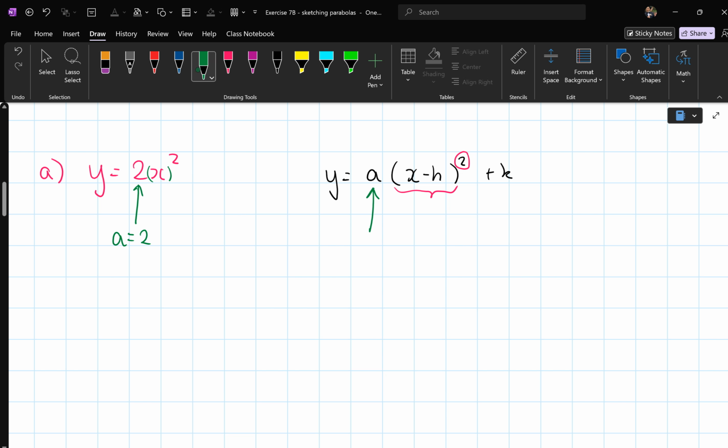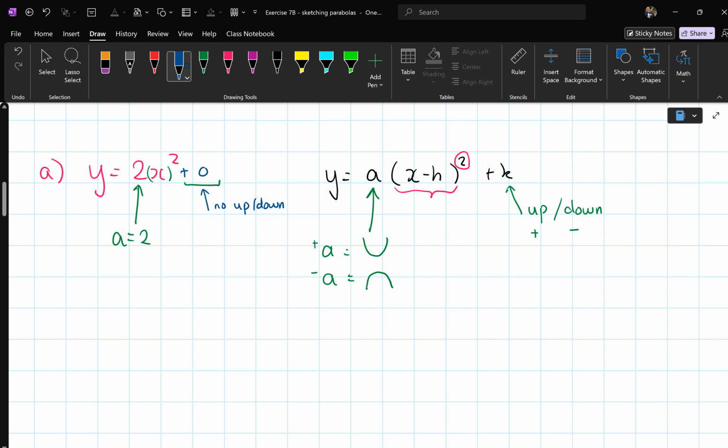Remember, a represents the shape: if a is positive, it's going to look like a smiley face. If a is negative, it's going to look like a frown. Whereas k tells you that if it's positive, the graph goes up, and it goes down if k is negative. In our case, there is no k, or another way of thinking about it is you're adding on 0. So you're not moving up or down.